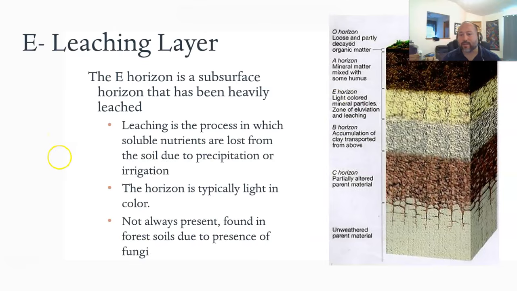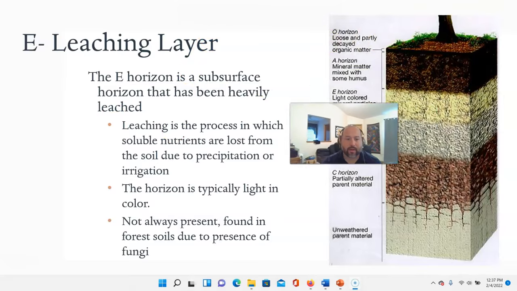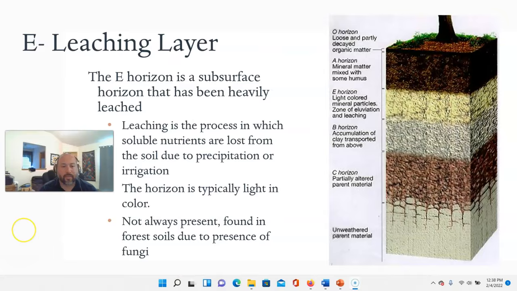So here's where we switch into a forest soil, and I'm going to move myself over here so that I'm not, oops, there we go, that's better. So move myself out of the way so you can see the picture clearly.